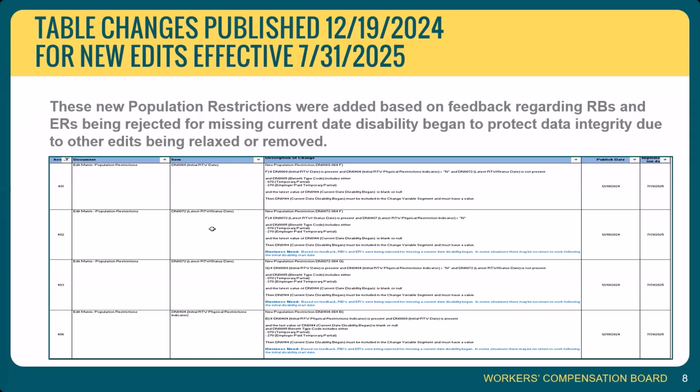There's a few new population restrictions, again, mostly regarding RBs and the employer reinstatements, the ERs, regarding current date disability began. I won't read that whole screen to you, but those are all covered in changelog items 401, 402, 403, and 406.